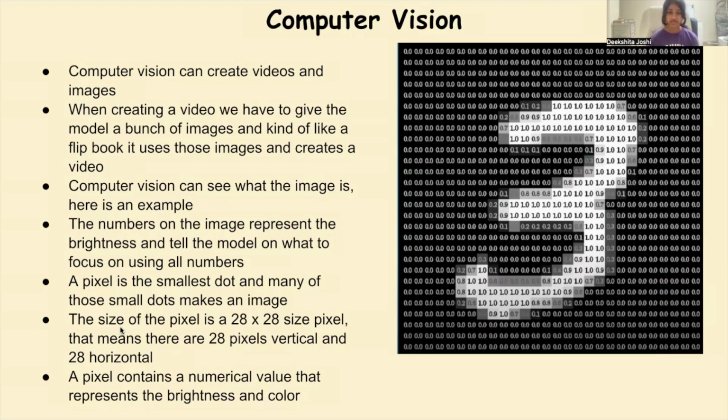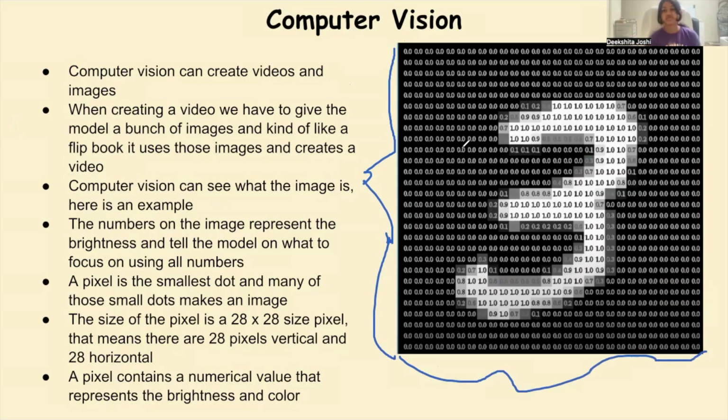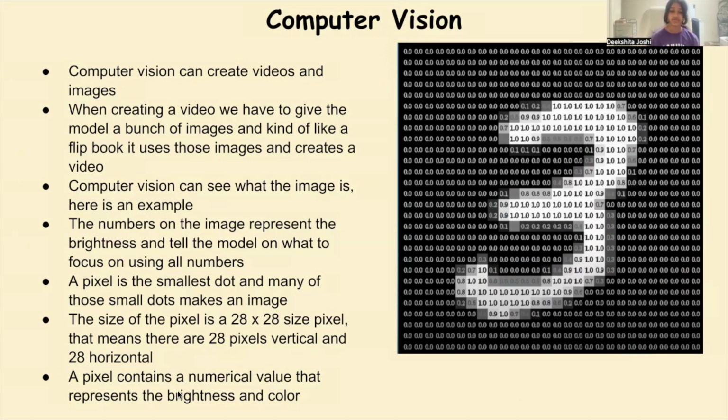So let's talk about the sizes of a pixel. The size is 28 by 28 pixels. That's because there are 28 pixels right here, and 28 pixels right here. That makes it 28 by 28 pixels. Is that cool? That means 28 pixels are vertical and 28 pixels are horizontal. And each pixel contains a numerical value that represents the brightness and the color. Like I mentioned, they all rely on numbers.